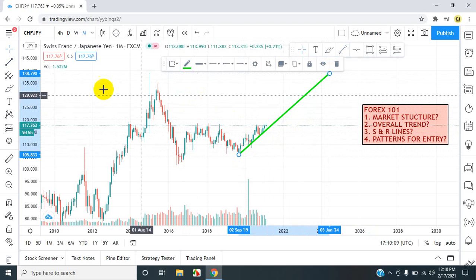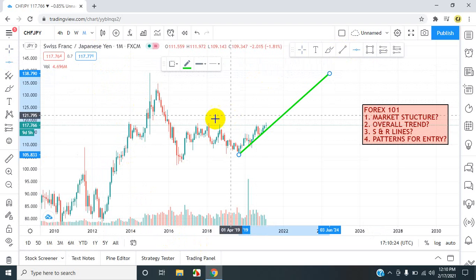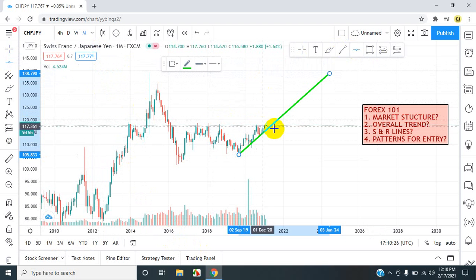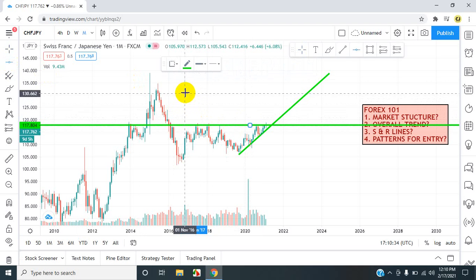From there, we are looking for identifying SR lines. So on the monthly, the way we can identify SR lines is by starting off with an SR line that's near price action or near levels. What price action is doing, we can see it's trying to break some level right here. So if it breaks through this level here, it's going to head up to the next level, which would be here.